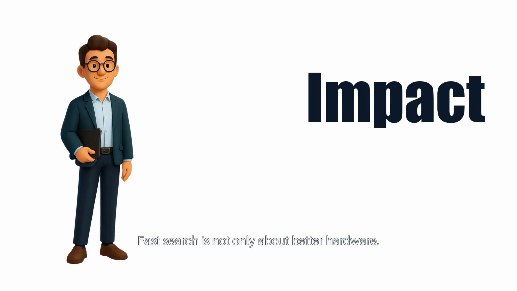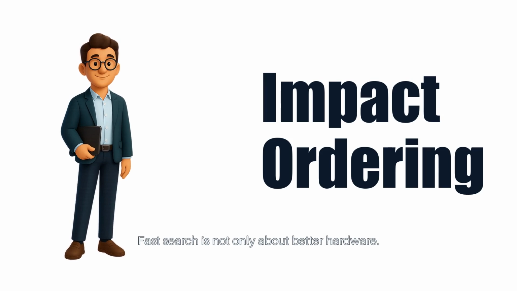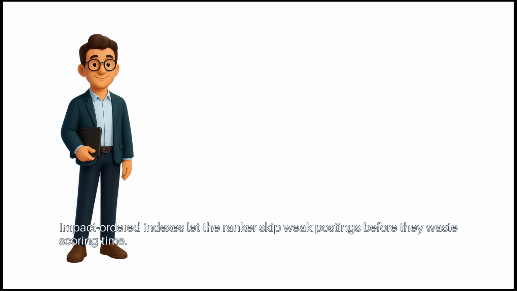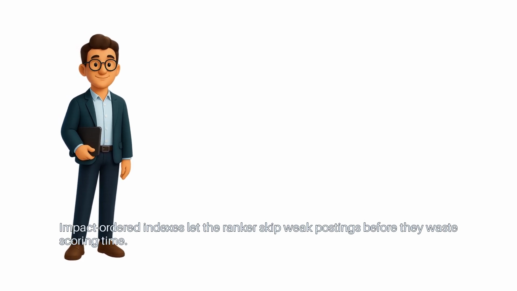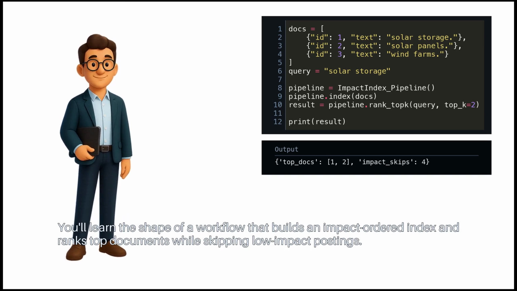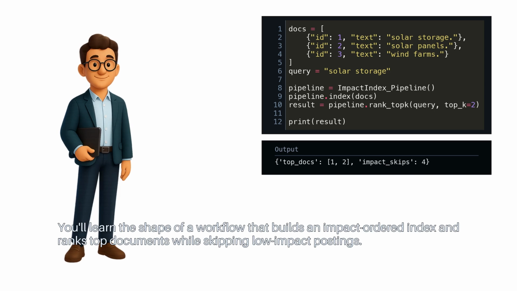Fast search is not only about better hardware. Impact-ordered indexes let the rankers skip weak postings before they waste scoring time. You'll learn the shape of a workflow that builds an impact-ordered index and ranks top documents while skipping low-impact postings.